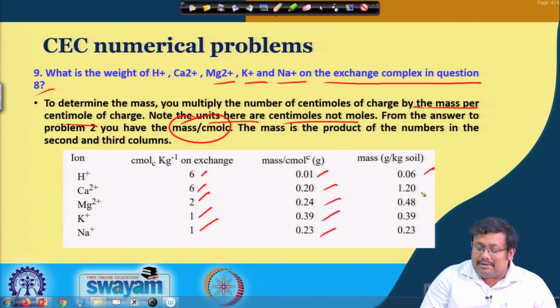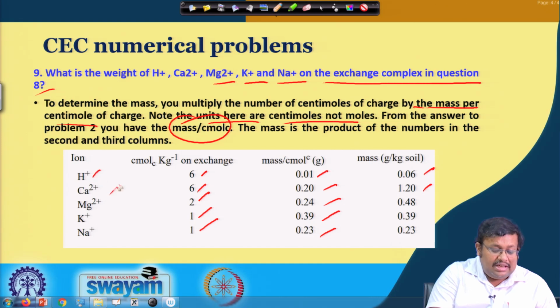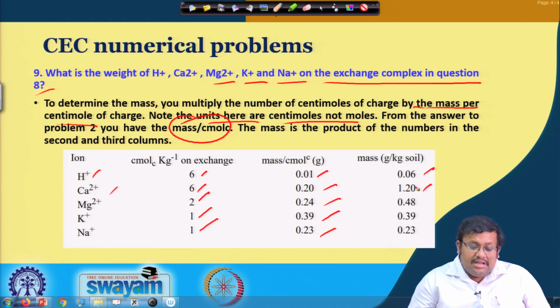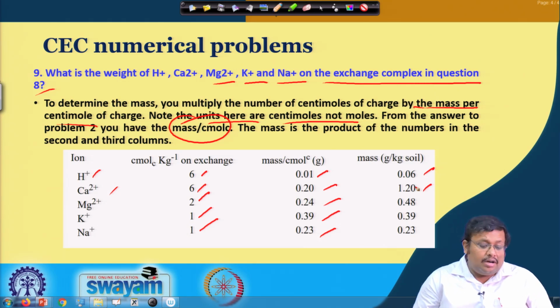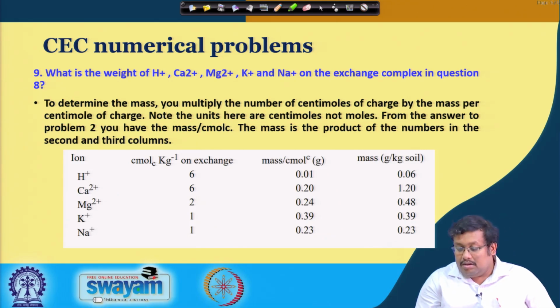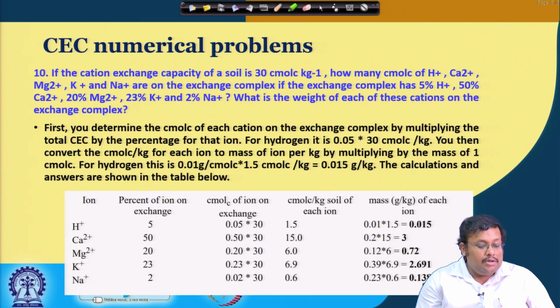So, basically we have to multiply it for each cation to get ultimately their mass in gram per kg of soil. So, this is basically the answer for this question 8. So, let us move to the next question.